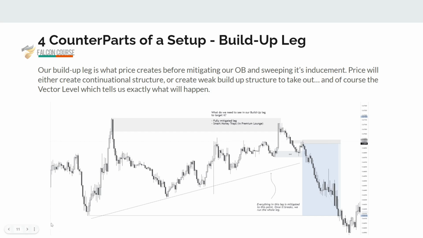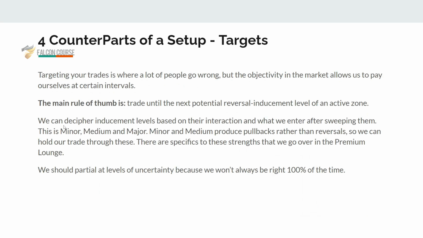Look at what's happening to the left. Is this low inducement for something else? That's that predetermination in the market that we've got to look out for. We can decipher inducement levels based on their interaction and what we enter after sweeping them. Like I said, once we sweep an inducement level for an order block, the order block strength and the internal breaks that caused that move that the order block created, it's really dependent on whether we get a reversal or just a pullback and then a continuation.